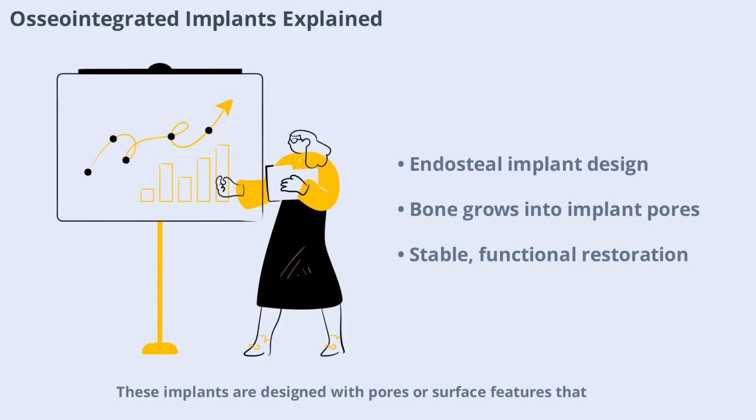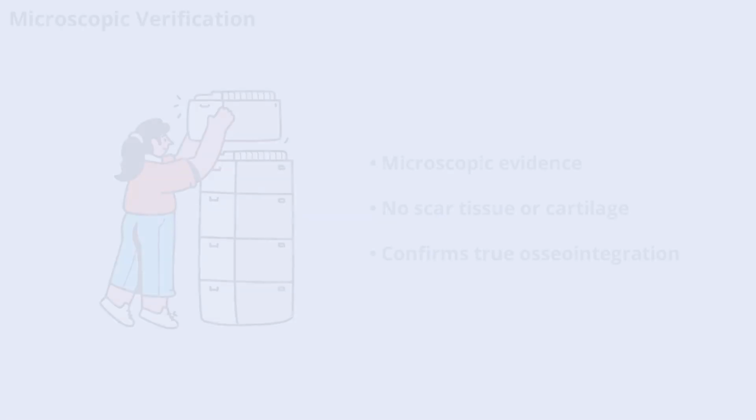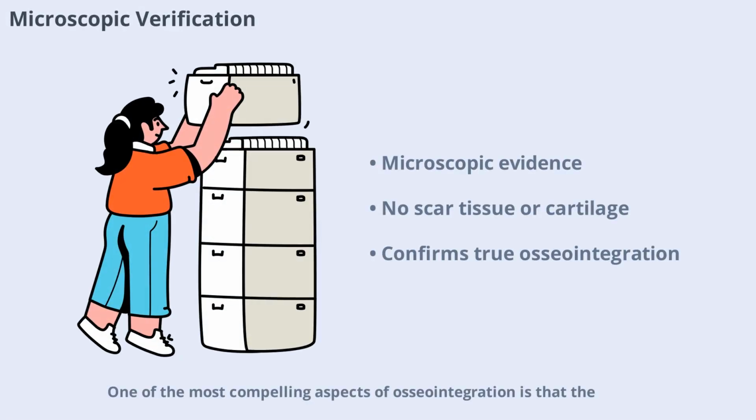These implants are designed with pores or surface features that allow bone cells, osteoblasts, and supporting connective tissue to migrate into them. Over time, the bone grows into these pores, locking the implant in place. This process is especially important in oral implantology, where the goal is to have bone grow right up to the implant surface, ensuring a stable and functional restoration. The absence of any soft tissue layer between the bone and the implant is what sets osseo-integrated implants apart from other types.